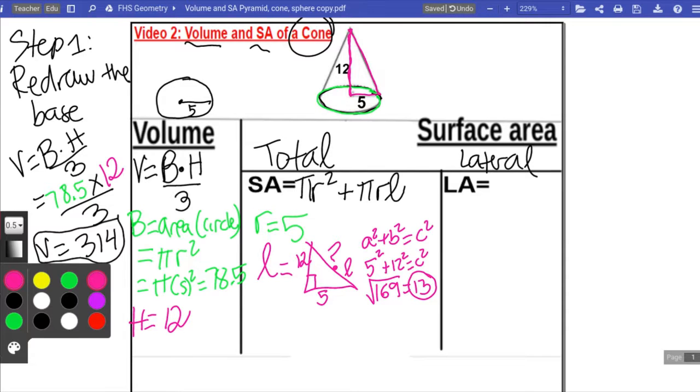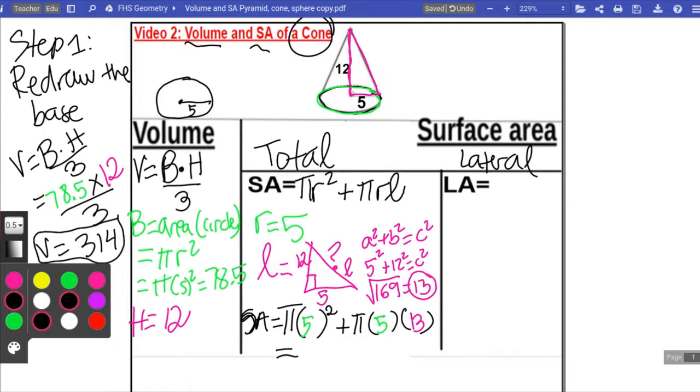Now I do have everything, so let's plug it in. Let's do the formula. SA equals pi, and let's put our radius, 5 squared, plus pi times, again, radius and then the slanted height. All of that equals, you just plug them all in the calculator. You just work it out.